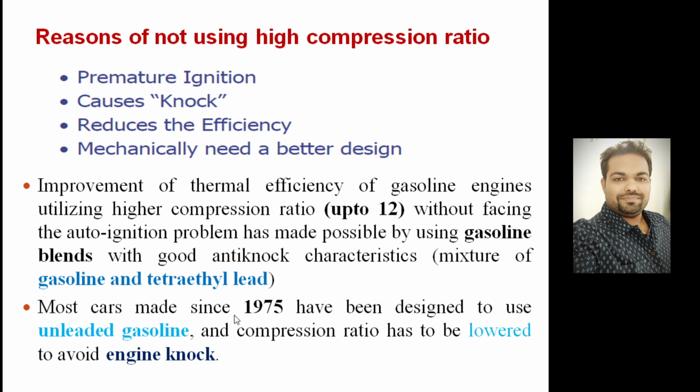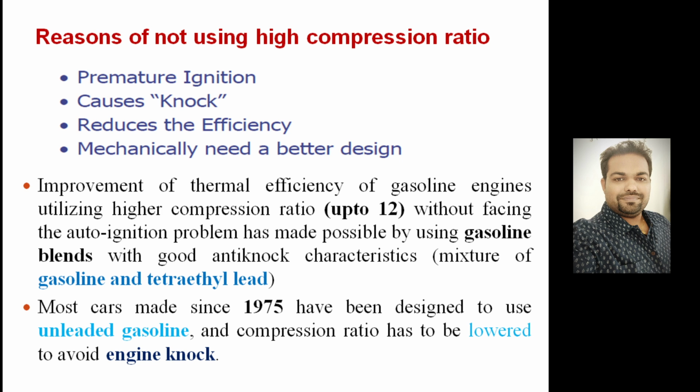Most cars made since 1975 have been designed to use unleaded gasoline, and the compression ratio has to be lower to avoid engine knock. So we are not using the leaded. If you are using tetraethyl lead, then you can go up to a compression ratio of 12, but this can be used only with gasoline. Gasoline is slightly costlier. But as the competitive market requires, we usually use petrol, and the petrol pre-ignition problem is there. To avoid that, we can go to a compression ratio up to 8. In the worst case scenario, it can be up to 10.